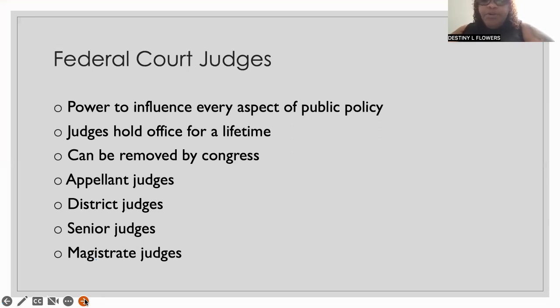Circuit judges or appellate judges are judges for the Court of Appeals. Typically, they sit 3 judges to a panel.